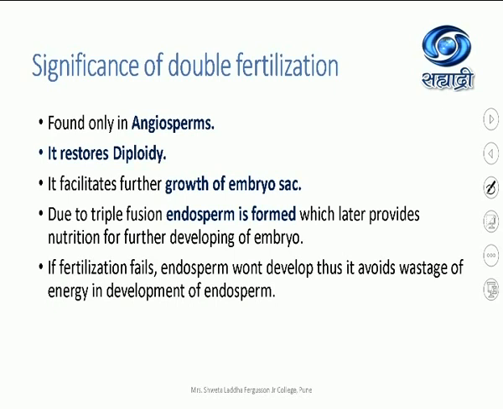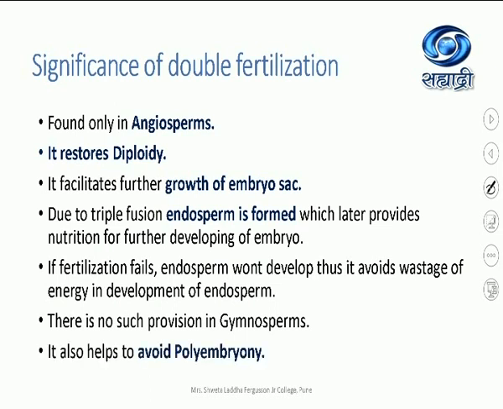embryo. If fertilization fails, suppose first fertilization does not occur, then endosperm will not develop. And if endosperm is not developing, it will save energy. Thus, it avoids the wastage of energy in development of endosperm. Endosperm formation will occur only if first fertilization is successful, whereas there is no such provision in gymnosperms.